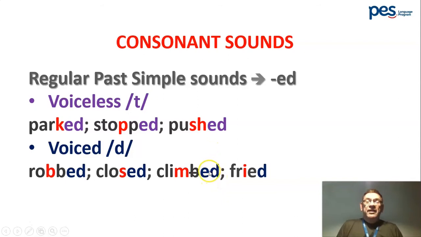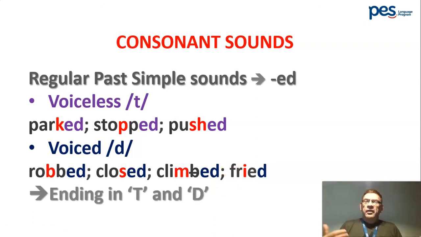You can see that you never pronounce the e in those past tenses. And I brought to you the verb fry because it's a vowel sound. Fry is a diphthong. So, diphthong. Fried.